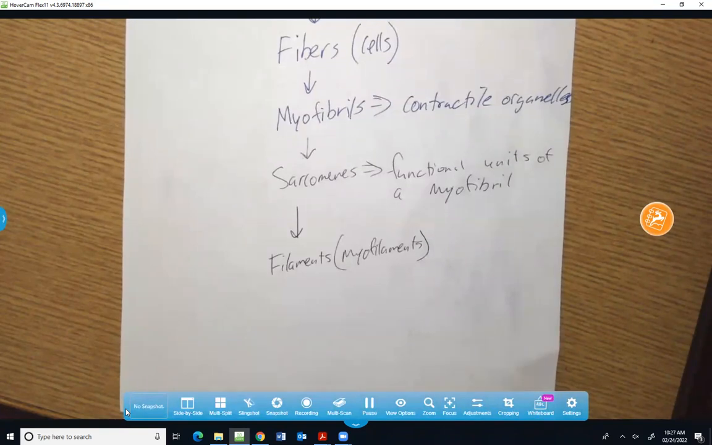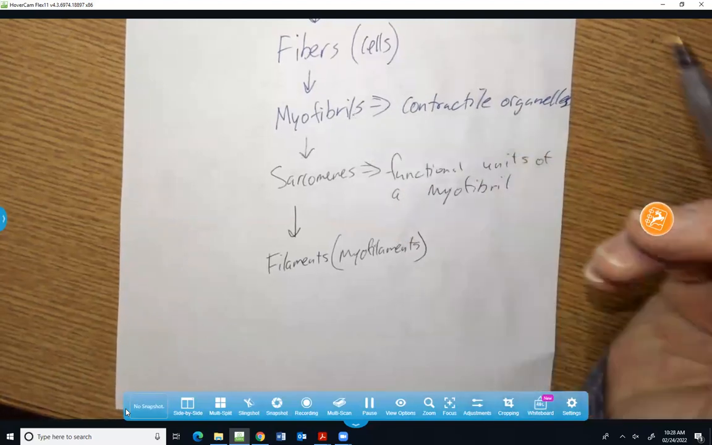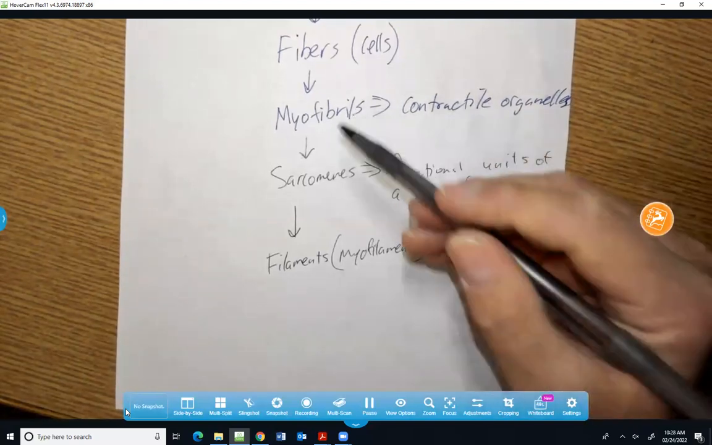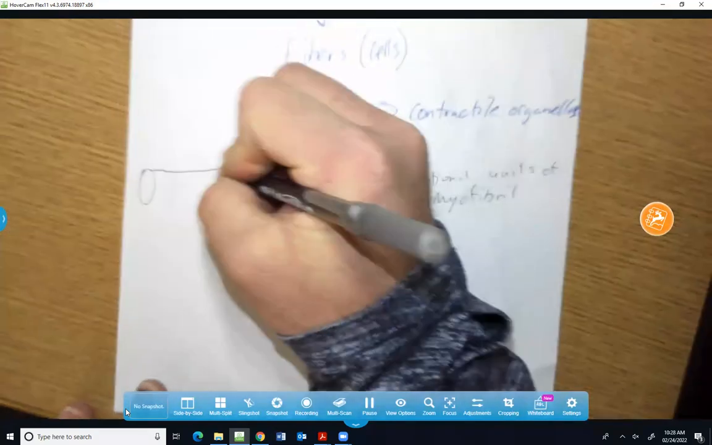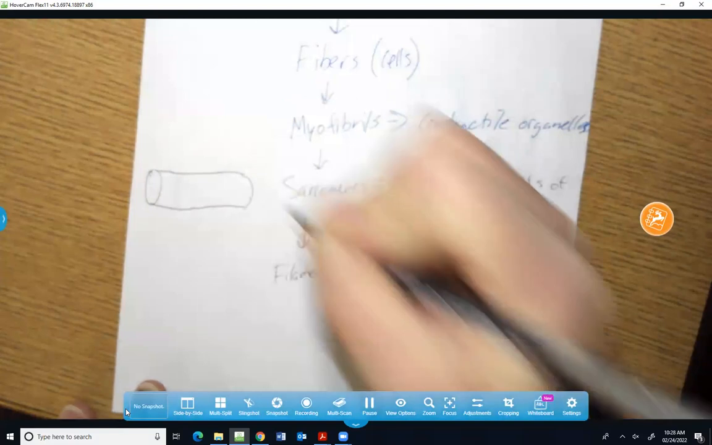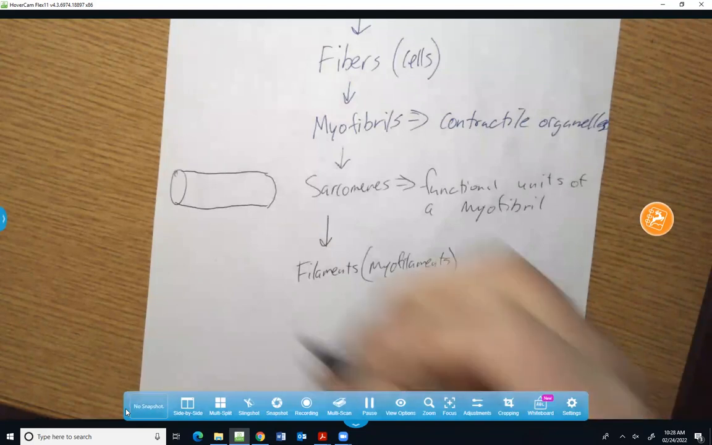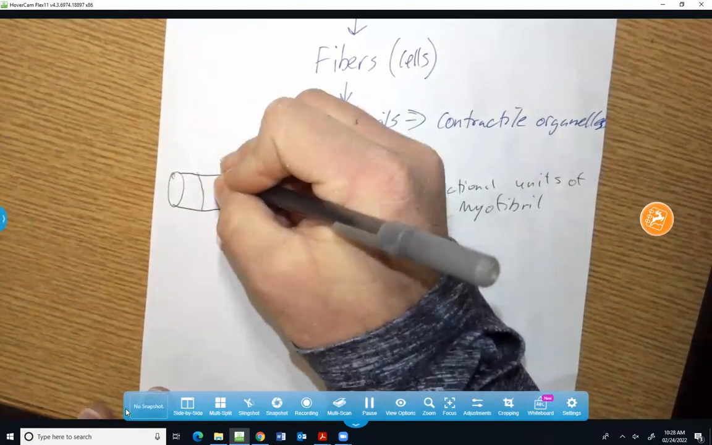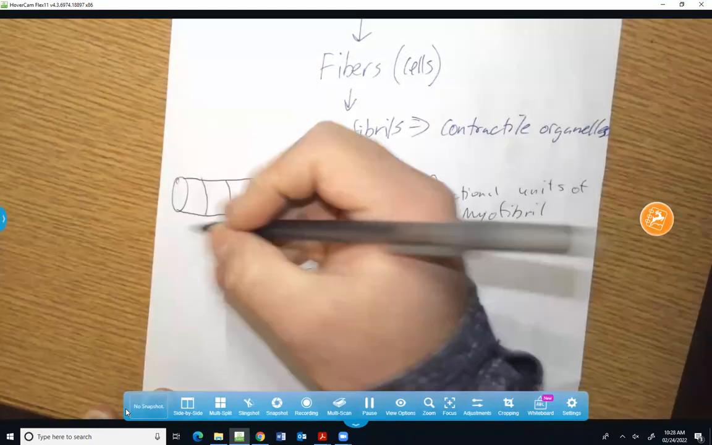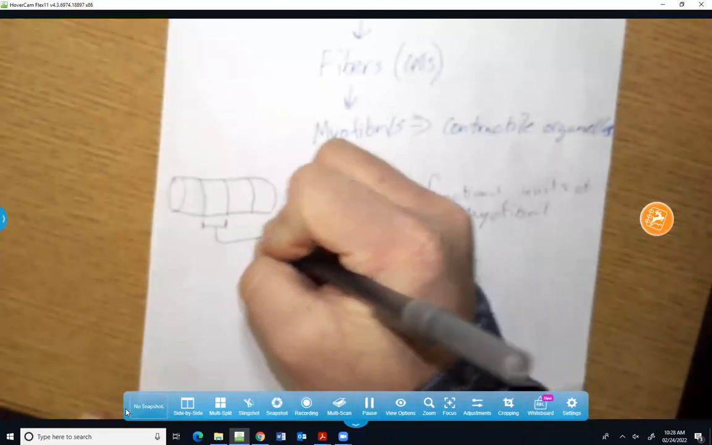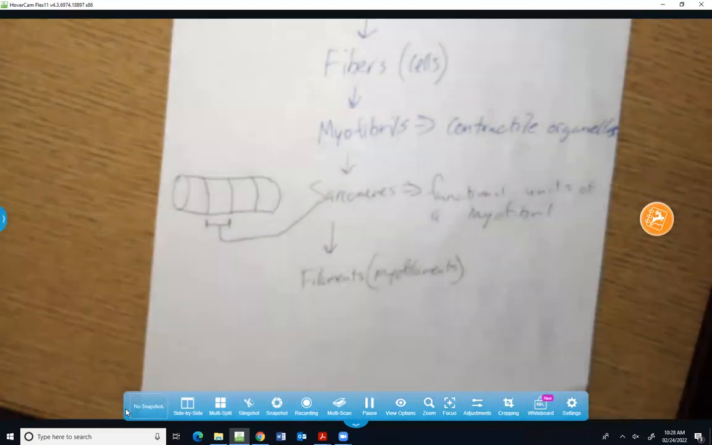Now, if you want to imagine what a sarcomere is, I'm going to do an awful drawing. I know I'm not a good artist, but hopefully this will help make some sense of it. A single myofibril, remember, is a tube-like structure. So here's my version of a myofibril, my best drawing of a three-dimensional tube-like structure. Within myofibrils are individual segments, a segment of a myofibril. So from here to here, that's what a sarcomere is.